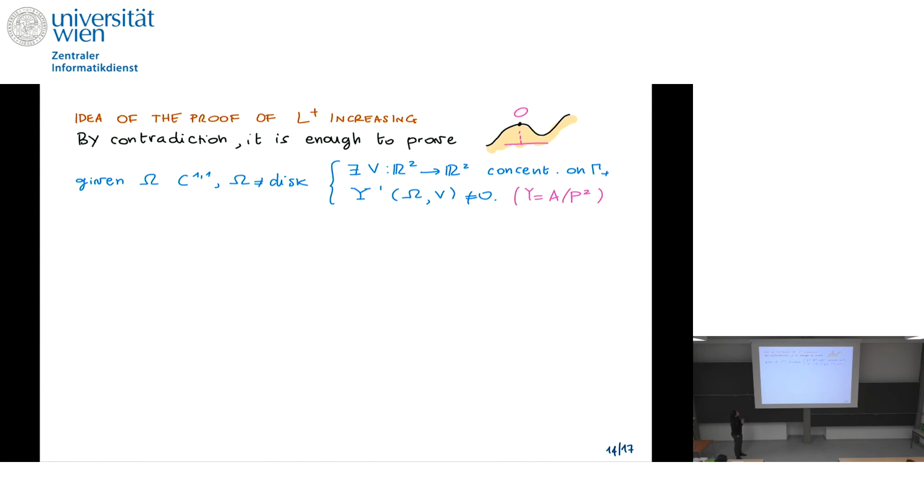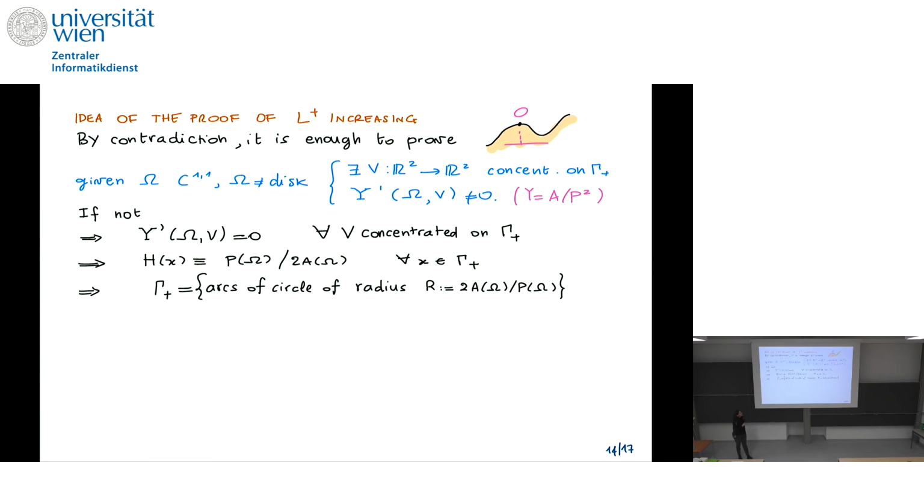So once again, we prove this light blue lemma by contradiction. Assume that this is not the case. So assume that we have a C^{1,1} shape different from the disk for which the shape derivative is always 0. Then we use the formula of shape derivatives in this very simple case. We know the shape derivative of the perimeter, it involves the curvature, and we find this optimality condition. The curvature is constant on the strictly convex part and is given by this perimeter divided by twice the area. In other words, as before, the strictly convex part is made of arcs of circle.